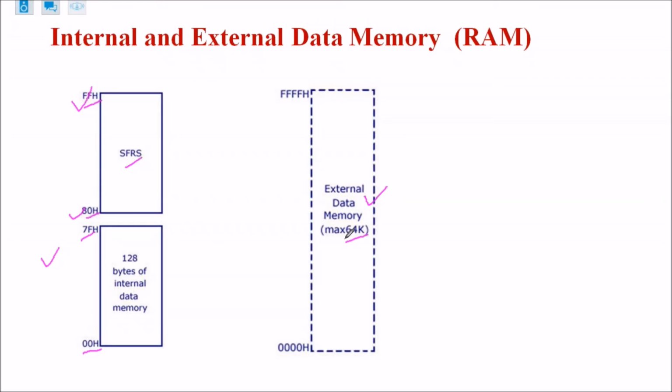Yes, because the address bus is 16 bit. That's why the maximum memory we can interface is 64 kilobytes. Now see here what happened. The addresses for internal RAM are 00H to 7FH, and the addresses for external RAM, which are 16-bit addresses, are shown here: 0000H to FFFFH. If it is 64 kilobytes, the last address is FFFFH.